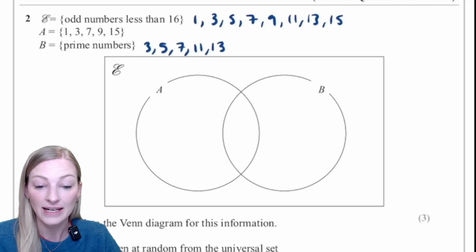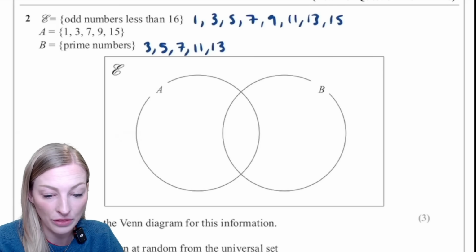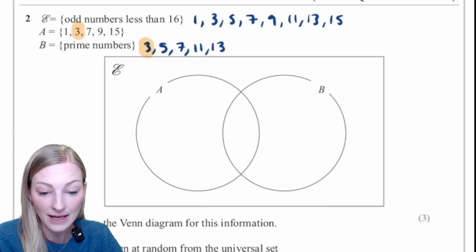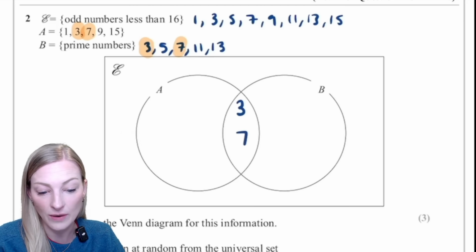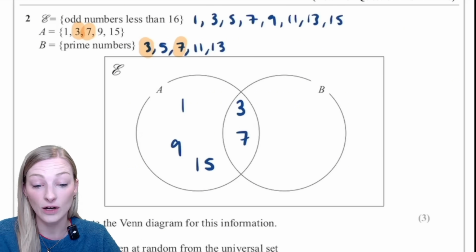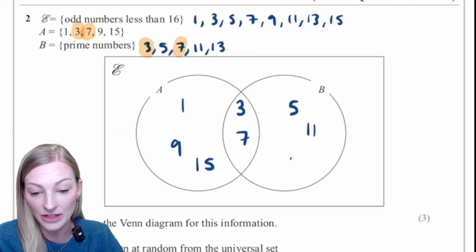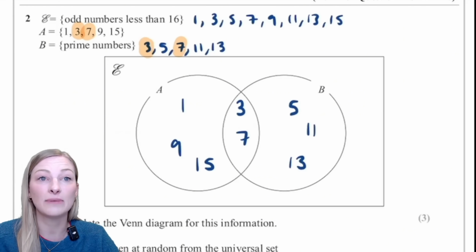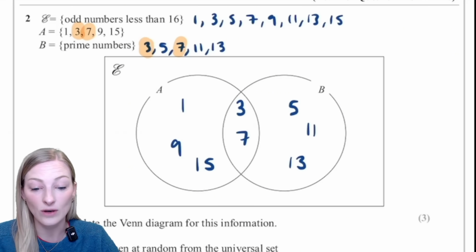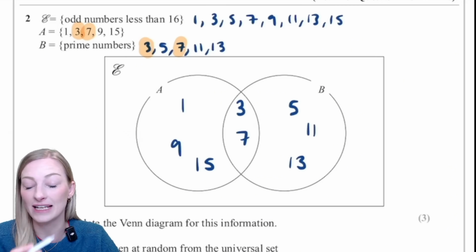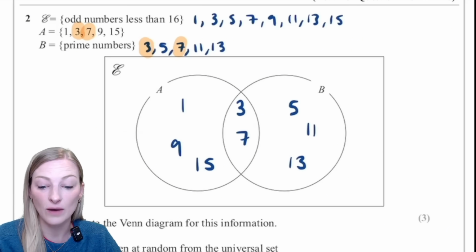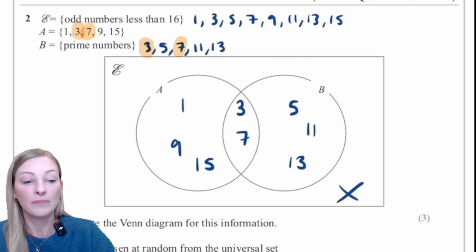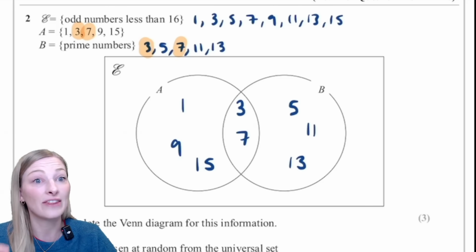Now in the intersection, we can see that we can put 3, because that's in both A and B. We can also put 7, because that's in both A and B, and that's it. So 3 and 7 are going in the intersection. I've got 1, 9, and 15 left outside in our A circle, and I've got 5, 11, and 13 in that circle. Now I just need to make sure that all numbers are included in A or B. So I've got 1, 3, 5, 7, 9, 11, 13, 15. Yes, I have. So all of the numbers are there. In this example, there were no numbers left to go on the outside, but you need to make sure if you do have numbers left over, that they go on the outside as well.